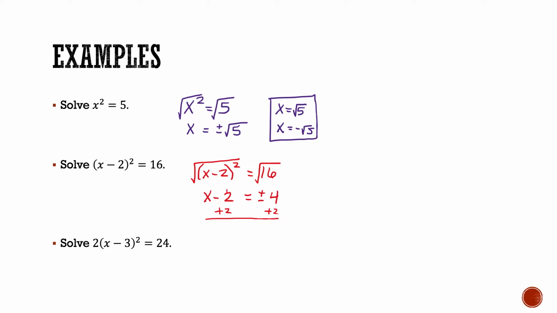So that's going to give me two answers. I'm going to go ahead and write down 2 plus or minus 4, and then I'm going to break it up. So if that 4 is positive, then our answer is going to be 2 plus 4. So we'll have 6 as one answer. And if the 4 is negative, we'll be looking at 2 minus 4, which is going to equal negative 2 as our second answer.